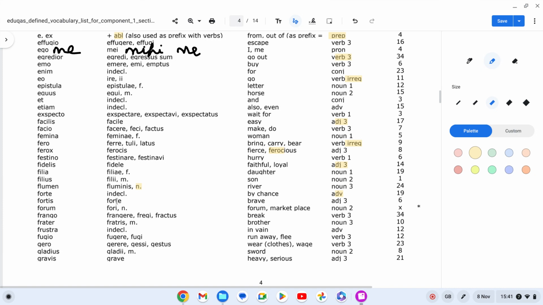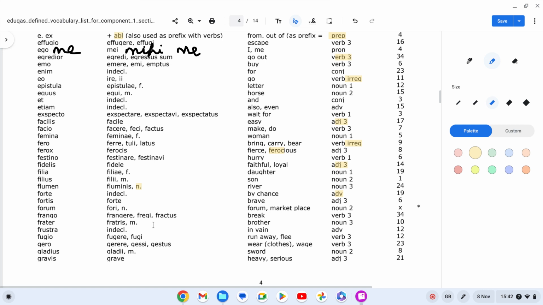Next, fortis, forte means brave. Make sure you don't mix these up. In French, the word fort means strong, like if you were good at Latin, you'd say je suis fort. The English word fort, as in a castle, is a stronghold. So this fort can be to do with being strong as well, so hence brave.